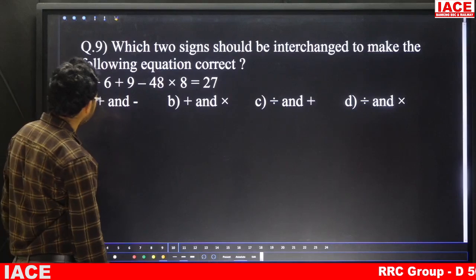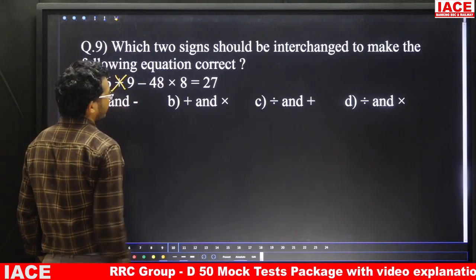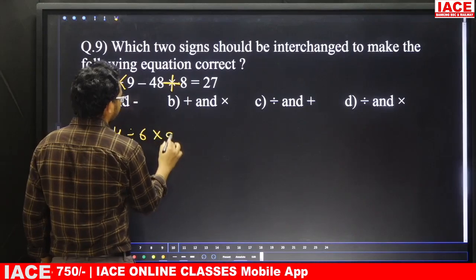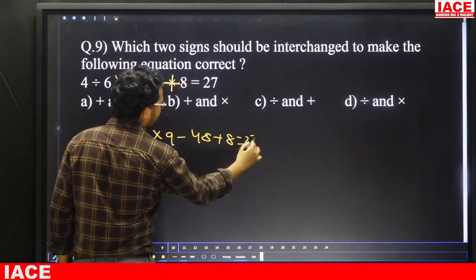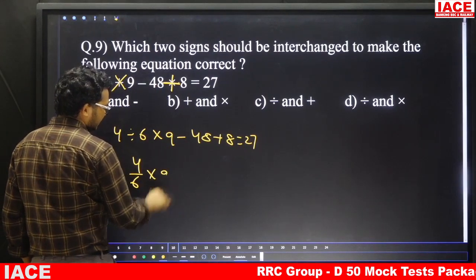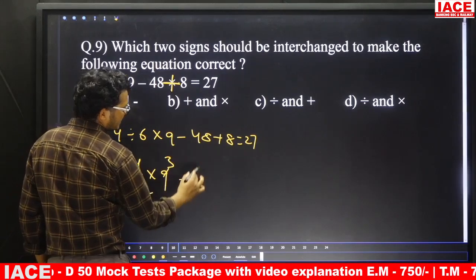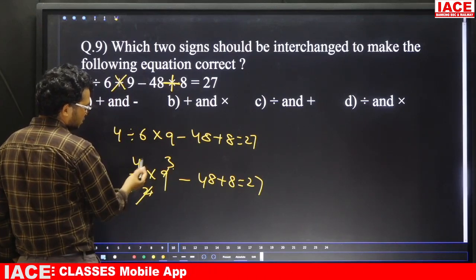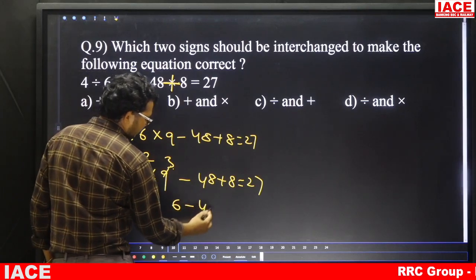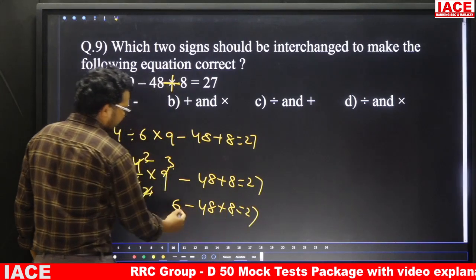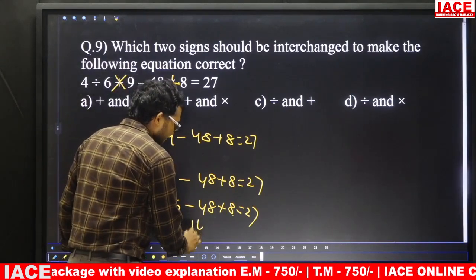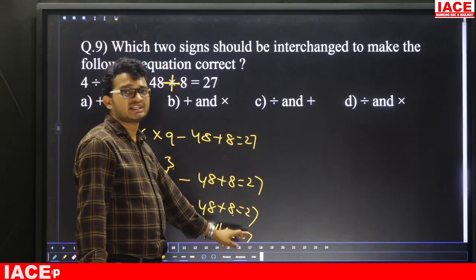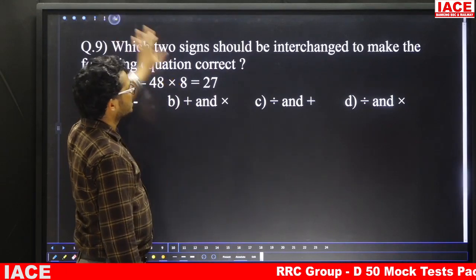Go for the second option, plus and into. If plus is there, replace with into. If into is there, replace with plus. Now, 4 divided by 6, next into 9, minus 48 plus 8 equal to 27. For this one, we can write 4 by 6 into 9. Friends, here 3 2s are 6, 3 3s are 9, minus 48 plus 8 equal to 27. Now, 3 2s are 6, 3 3s are 9, next one, 2 2s are 4. This one is what? 6 minus 48 plus 8 equal to 27. 8 plus 6 is what? 14. Total is what? Here, 14 minus 48 equal to 27. Now, 48 minus 14 will not give 27, there is no chance to get it.